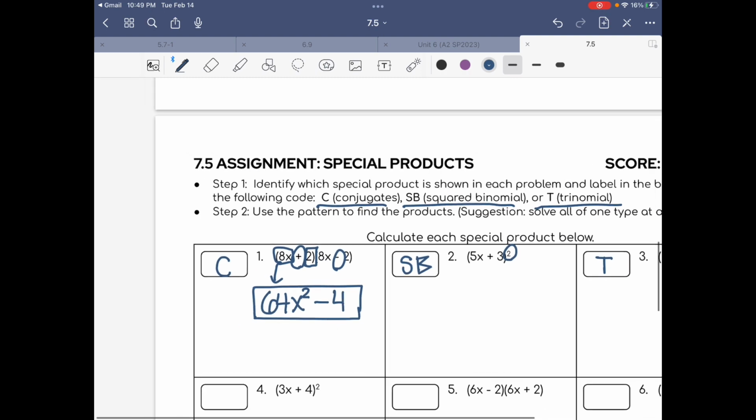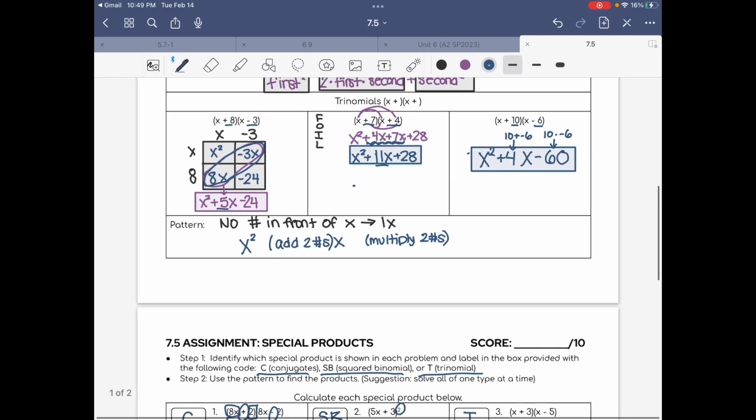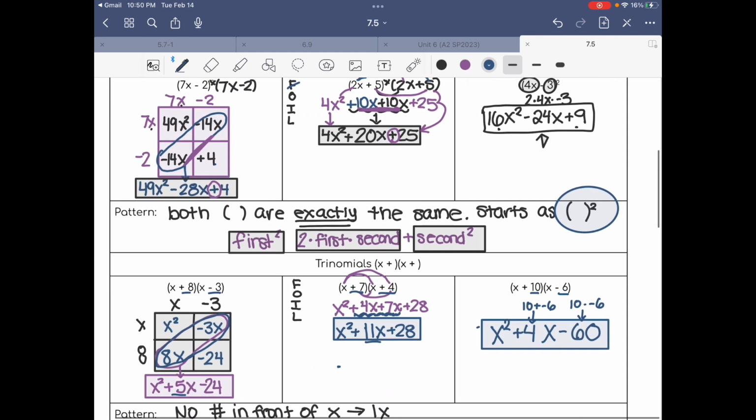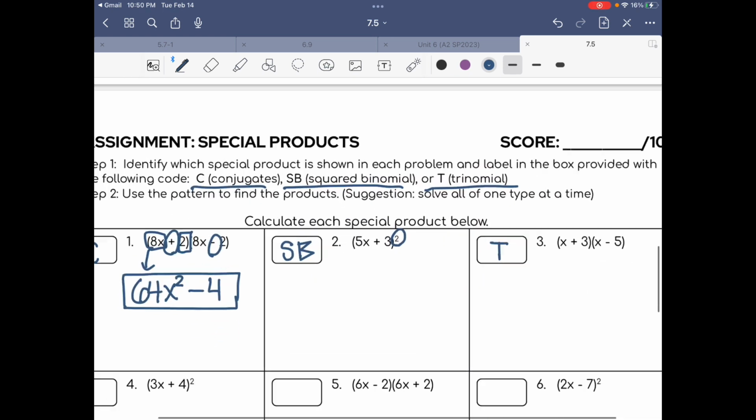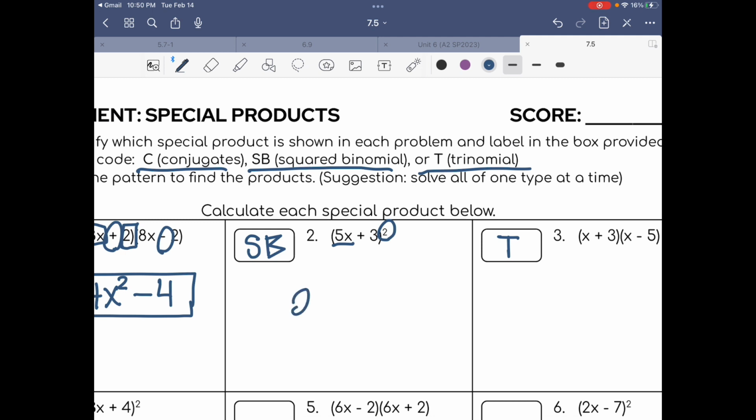Now, the next one is a squared binomial. Let's go back and look at that pattern. We said that this one was the first one squared and the second one squared, but in the middle, you multiply them together and double it. So 5x squared is 25x squared. 3 squared is 9. And in the middle, you're going to do 5x times 3 doubled. So 5x times 3 is 15x, times 2 is 30x.